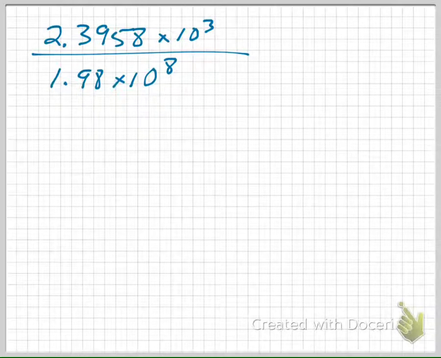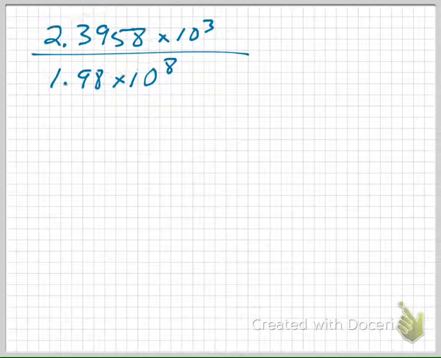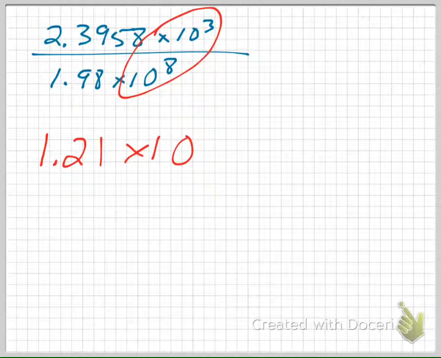First thing we do is we look at this, and we go, what can I reduce? Right? How do you do 2.395 divided by 1.98? Aren't you glad I let you use a calculator? Can you imagine if I didn't? That would be so messy. What does that come out to? 1.21. Okay, times 10 to the, and then you go, okay, what is 10 to the 3rd over 10 to the 8th?